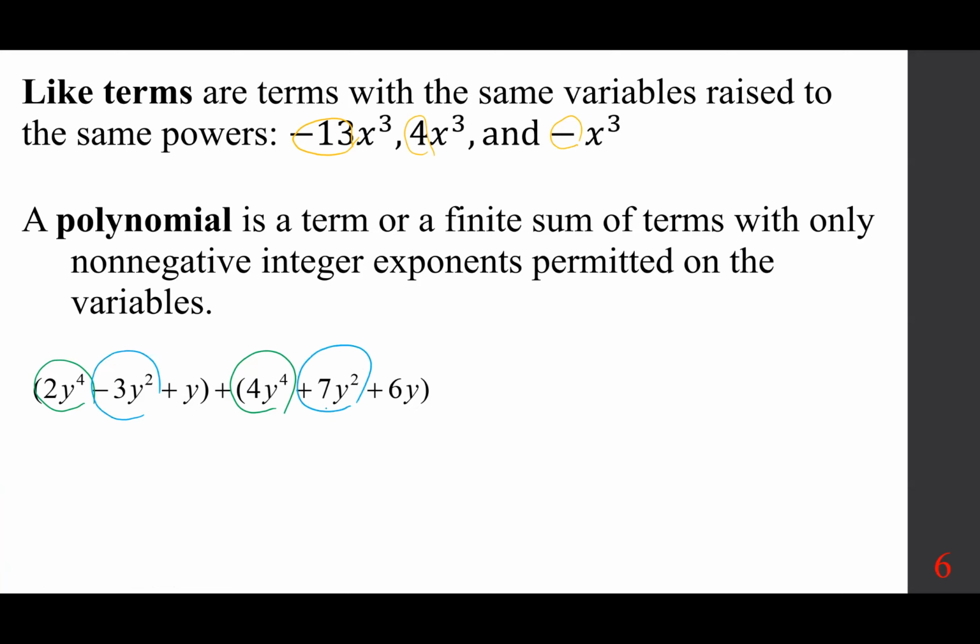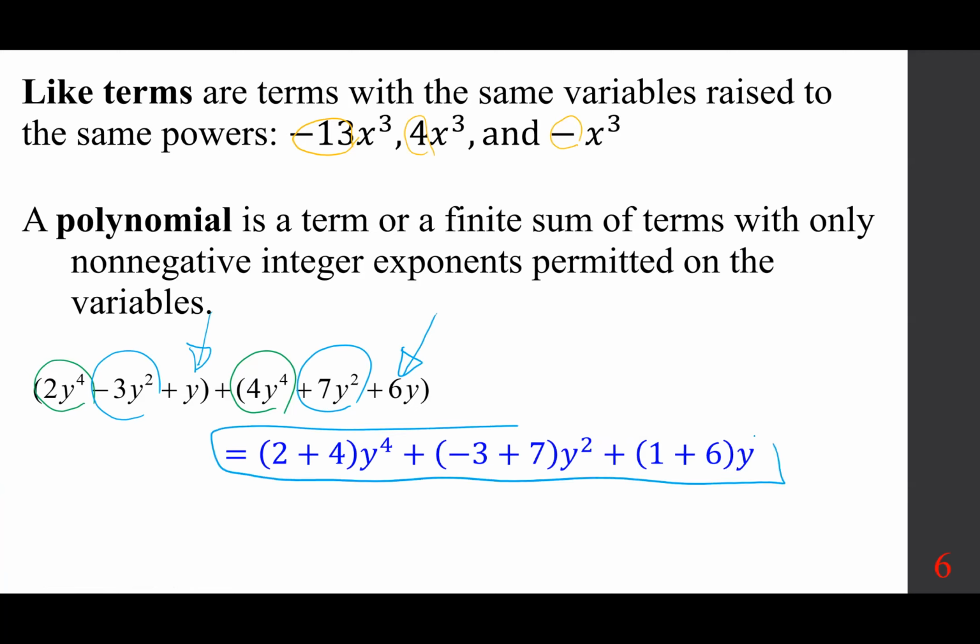So -3 and 7, 4y squared. And finally, these two are like terms, y and 6y, they add up to 7y. Now, whether you want to write this step or you want to skip it, it's obviously up to you. This is your final answer.